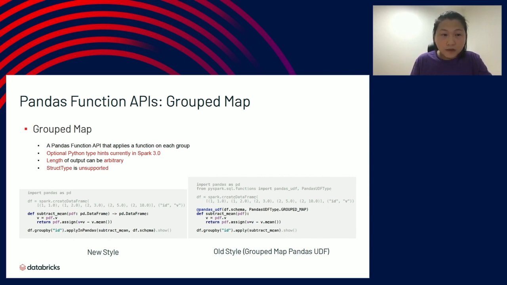So this is the first one, the GroupMap Pandas Function API. It was previously the GroupMap Pandas UDF. It splits each group by the given condition, applies the function, and then combines back to the Spark data frame. The function expects Pandas data frames as input and output.